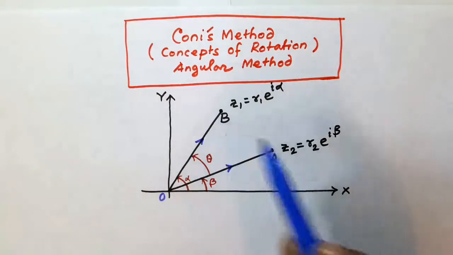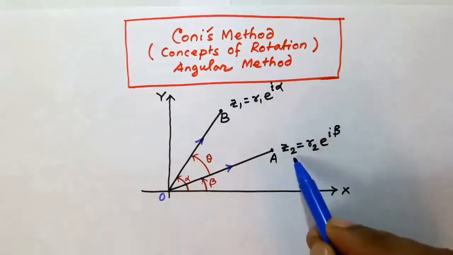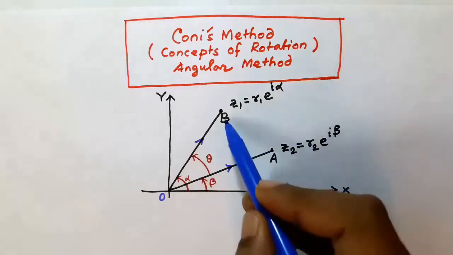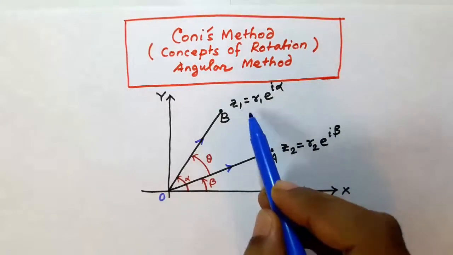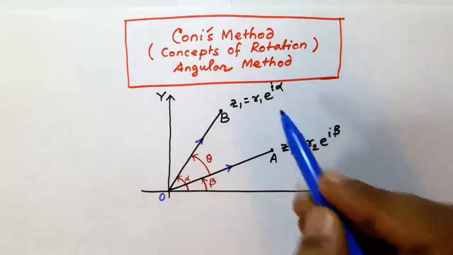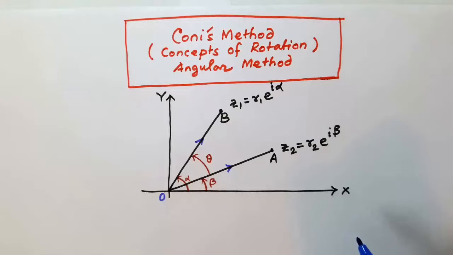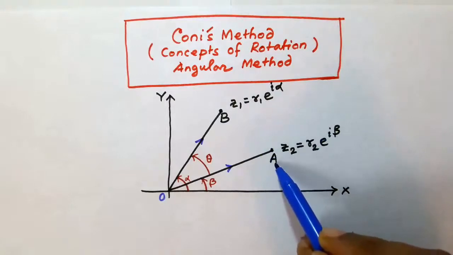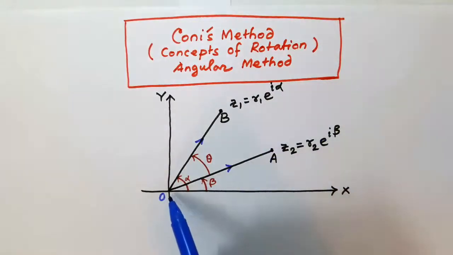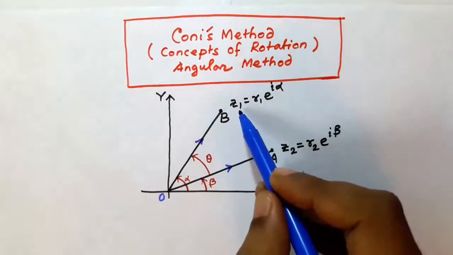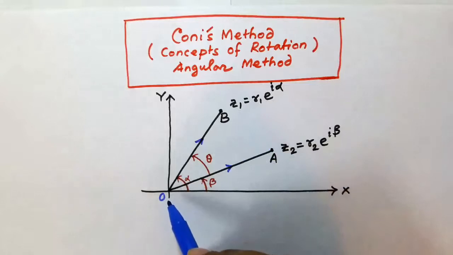With respect to Euler form, we take the point A at Z2, which is equal to R2 e to the power I beta. And this point B is Z1, that is equal to R1 e to the power I alpha. You know, a complex number is like a vector quantity. So this point A whose position vector is Z2 with respect to the origin O, similarly the position vector of B is Z1 with respect to the origin O.